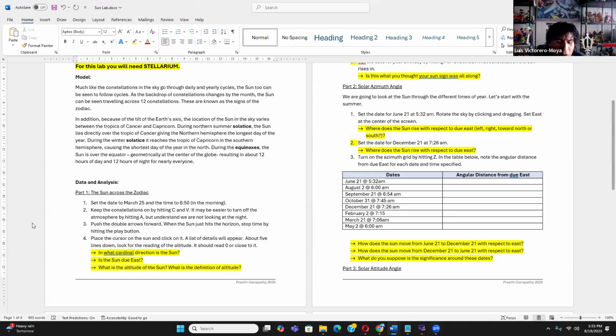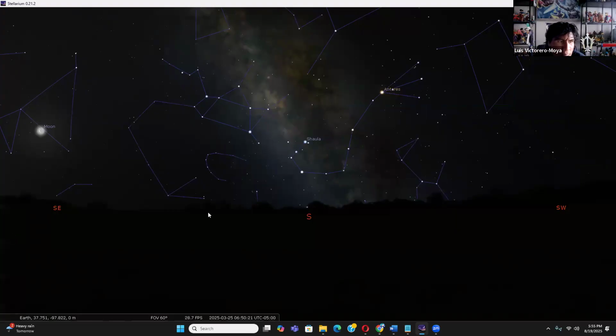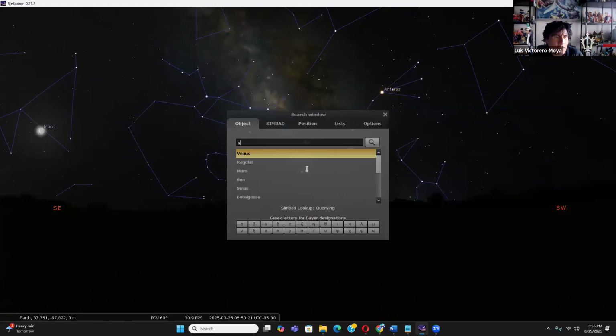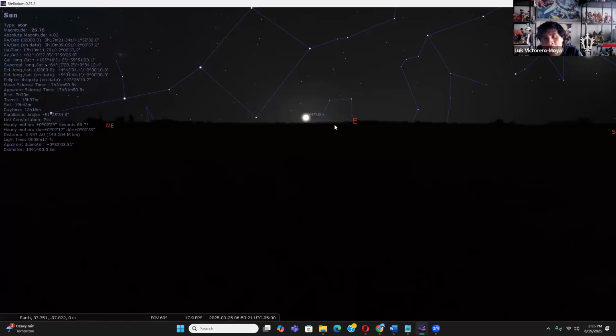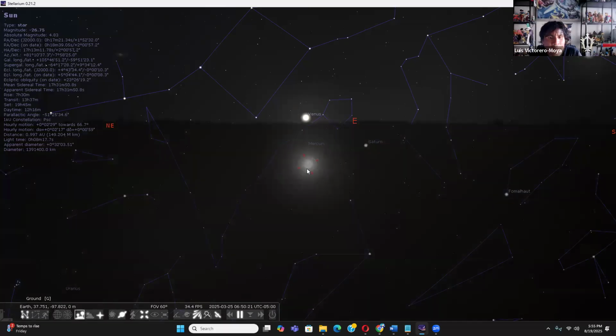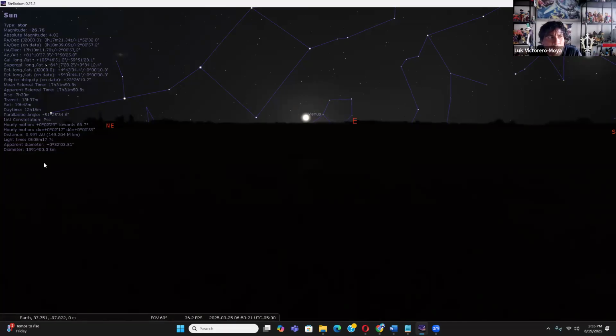So what is the sun? To look for the sun, guys, you will do this. I will just go and look for the sun like this. So you cannot see it. It's close to the east because it's about to rise. You can remove the ground and see how it's there, okay? But you click on it and you have the list.